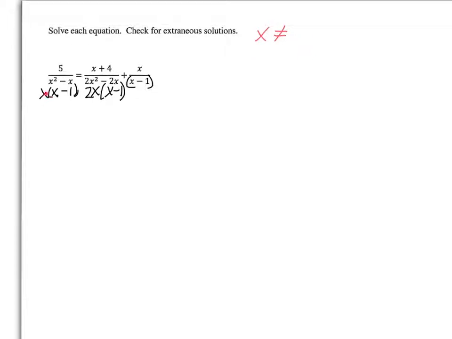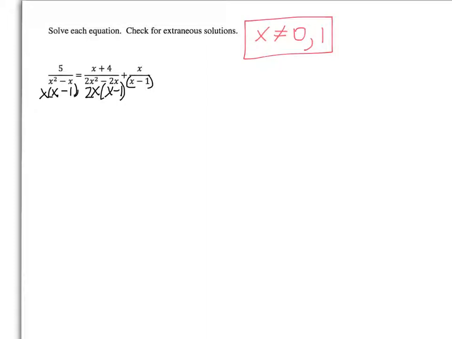What makes x 0? Well, if x is 0. What makes x minus 1 0? Well, if x is 1. What makes 2x 0? If x is 0. What makes x minus 1 0? If x is 1. So my extraneous solutions are just 0 and 1.